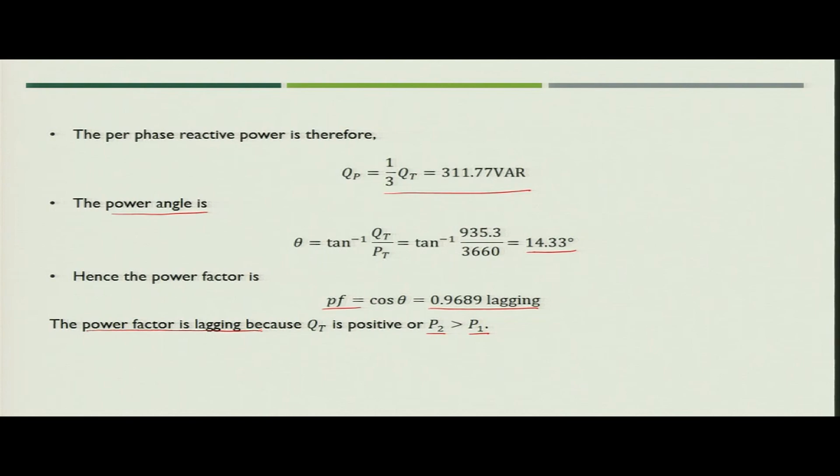So, with this we can close our today's session, in which we discussed the unbalanced 3-phase system. Next week we will start the topic related to state variable analysis.